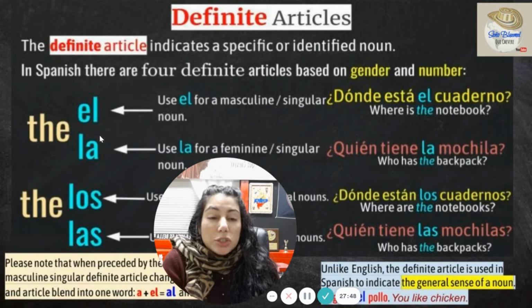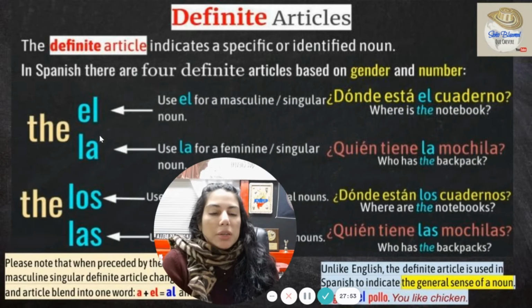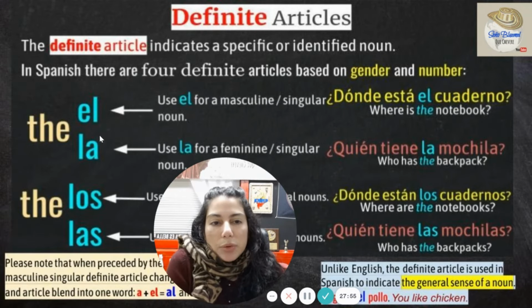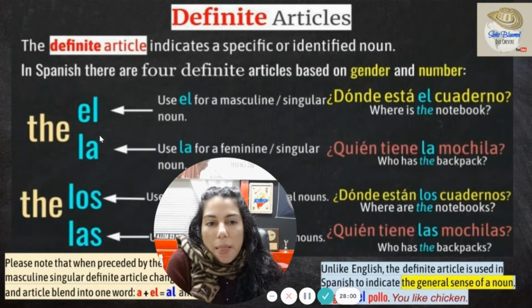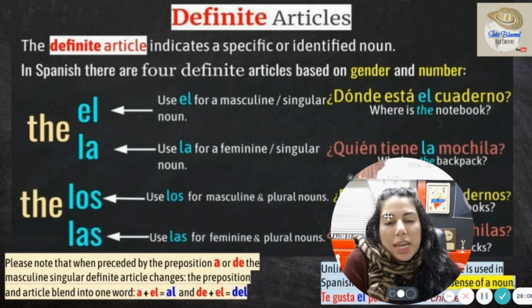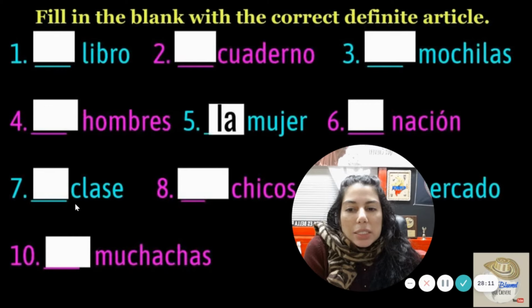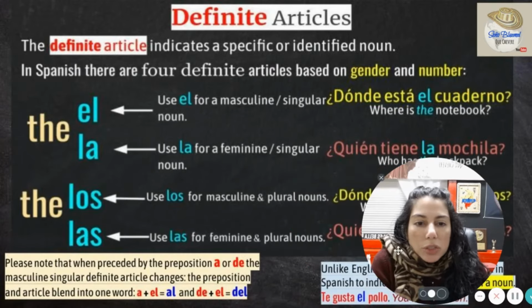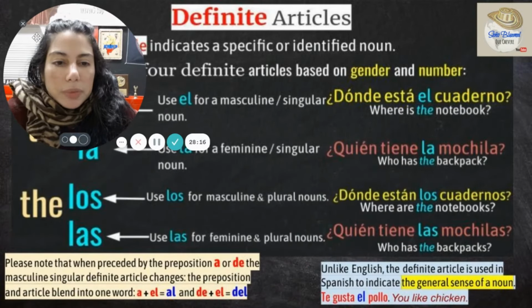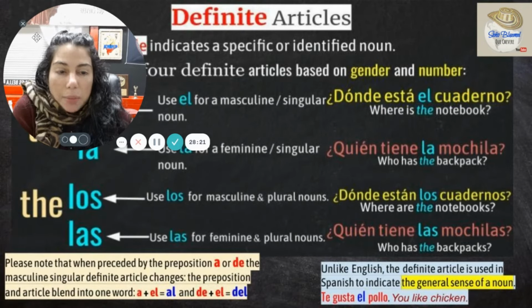So like if you say, ¿Dónde está el cuaderno? The el cuaderno would be the notebook in English, and it's el because cuaderno is masculine, and the article is el. And then use la for a feminine singular noun. So if you say, ¿Quién tiene la mochila? Right? So who has the backpack? Again, you would use la if you're referring to a noun that is feminine. So la mochila is the backpack, and you would say la.